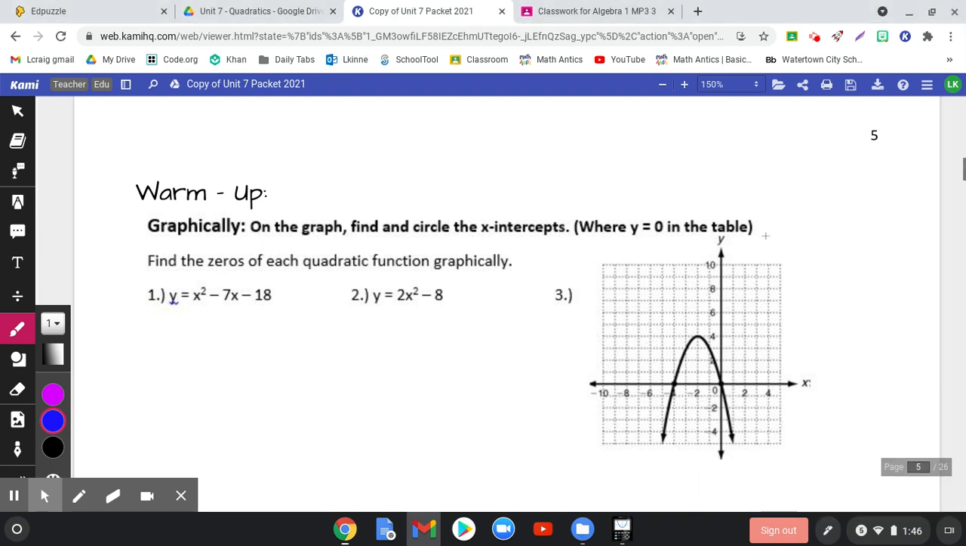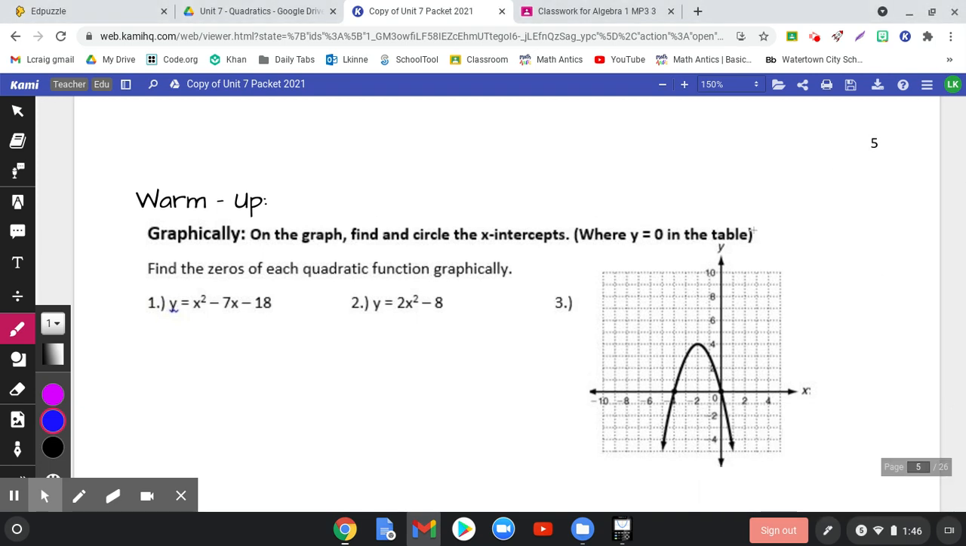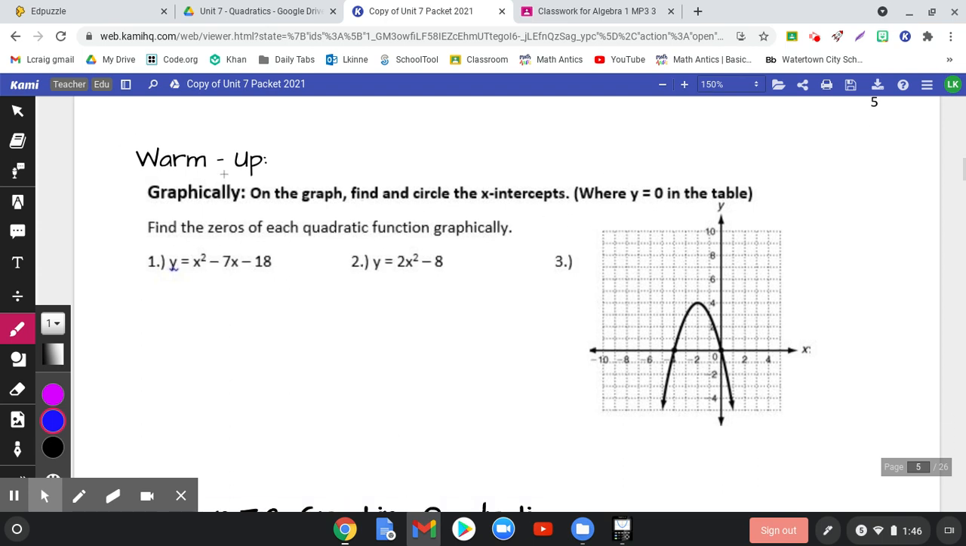Welcome back, everybody. Today we're going to talk about lesson 7-2. We're going to get into graphing quadratics, but first a little warm-up. It says to find and circle the x-intercepts on the graph. Remember another word for x-intercepts? The zeros, where it has a height of 0.